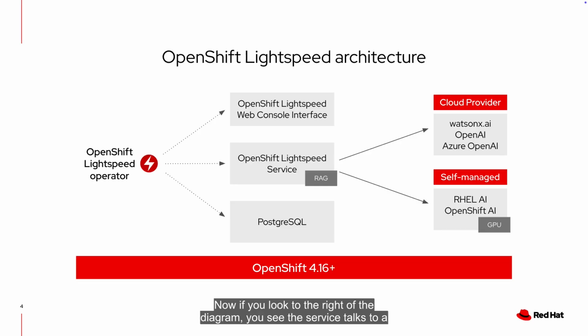Now, if you look to the right of the diagram, you see the service talk to a model provider. This is where Lightspeed's flexibility really shines, as you aren't locked into a single AI model. You can connect to supported cloud providers like IBM's Watson AI, OpenAI, and Azure OpenAI. Alternatively, you can still host the model entirely within your own data center using RHEL AI or Red Hat OpenShift AI. This ensures that no prompts or data ever leave your environment, and this is key for many organizations with strict data governance or security requirements.